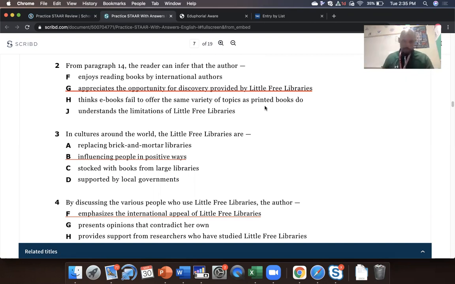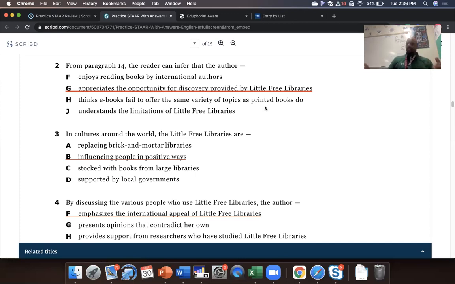Take a look at question 2. It says, from paragraph 14, the reader can infer that the author blank. Now, first thing, once we establish the fact that that question is paragraph specific, we go back into the paragraph. It is then asking you directly to make an inference. Everybody see that? It says it clearly. The reader can infer. So it's asking you, the reader, to make an inference based on paragraph 14.